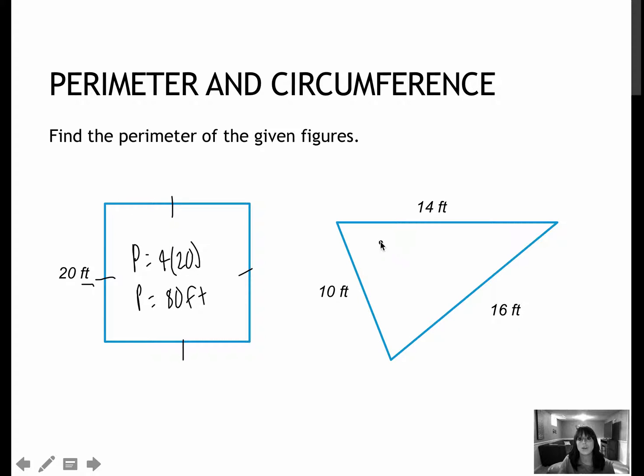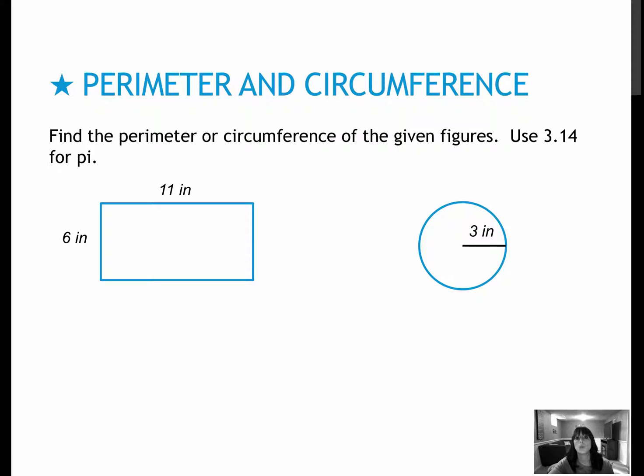For a triangle, to find the perimeter, I would simply have to add up the sides. So 14 plus 16 plus 10, which would of course be 40 feet. Try these two on your own and then press play to see how you did.